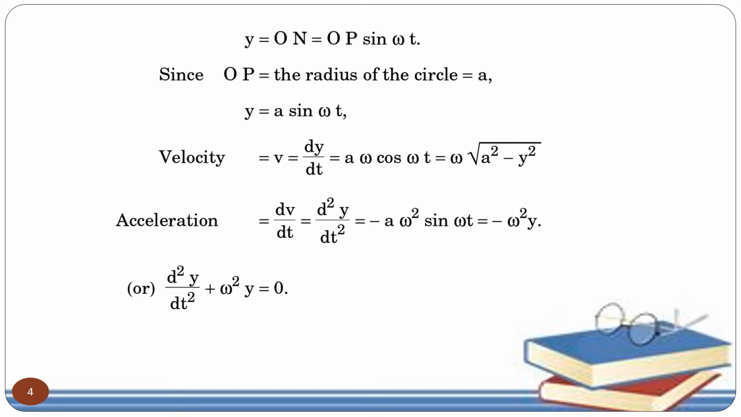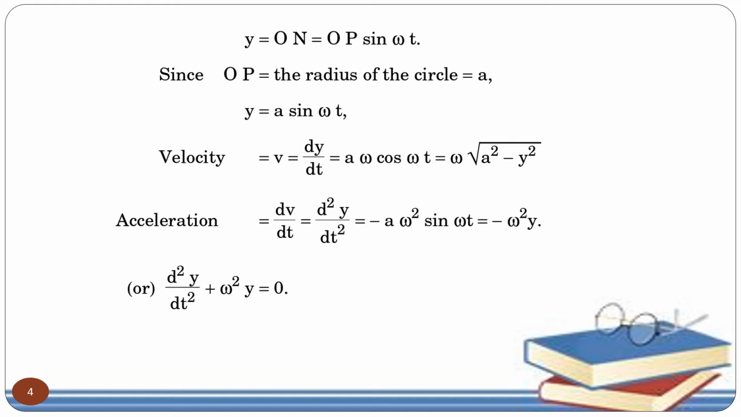So from the figure we can understand that the displacement y equal to ON can be calculated using the triangle formula OP sin omega t, where OP is the radius of the circle, which is equal to A. So y can be written as A sin omega t.